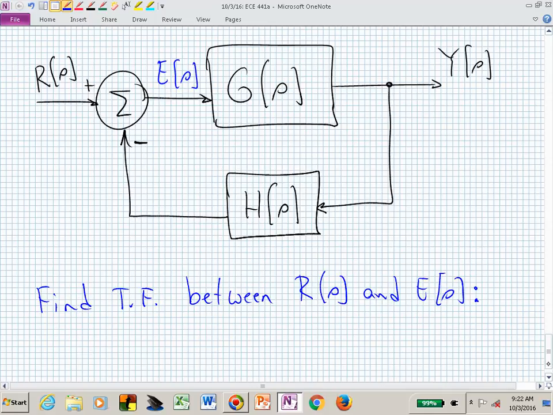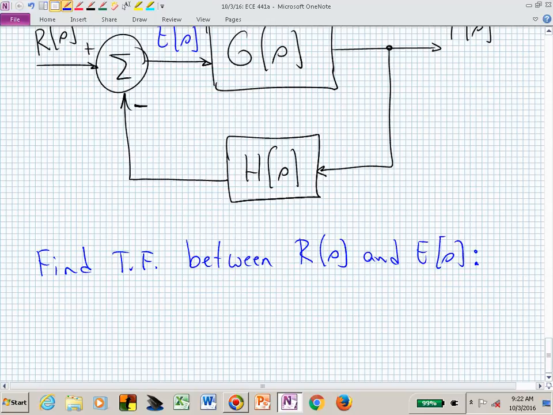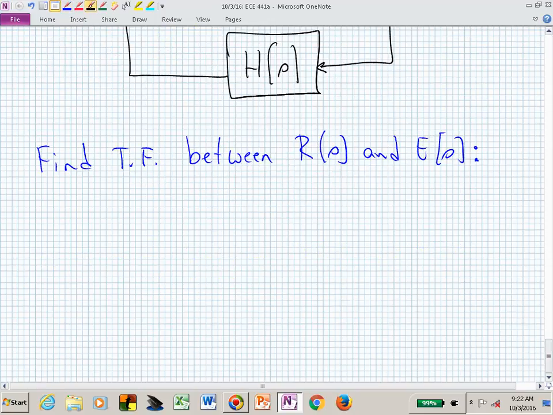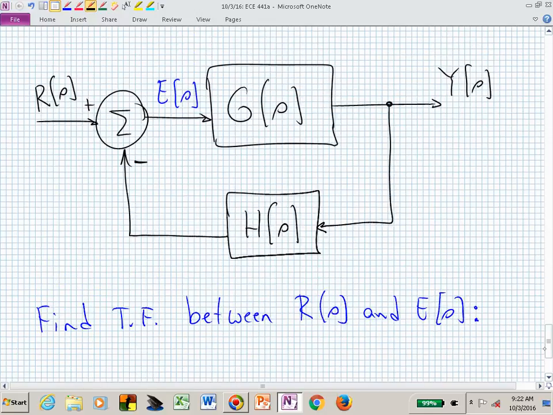If we do algebra, E of S, the error signal, is the reference minus, so we could say minus HY, but we know Y in terms of E, so let's just skip some of those steps. It's minus HGE. And that brings good things to life. Sorry.